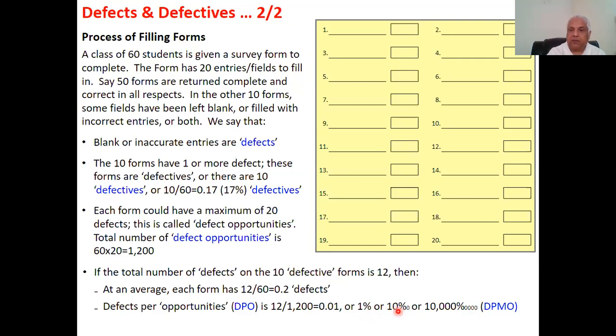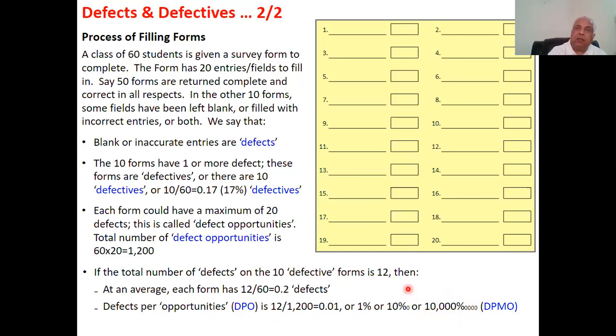This is how per 1,000 and per million are indicated. So this simple ratio, 0.01 or 1% or 10%, is referred to as DPO, defects per opportunity. But when you extend the scale to 1 million, then DPO becomes DPMO, or defects per million opportunities.